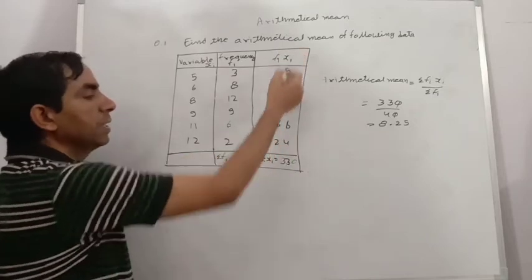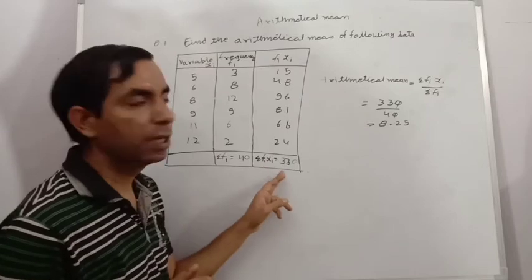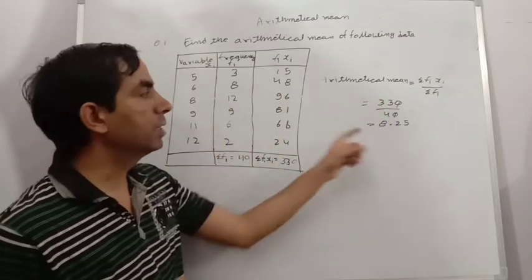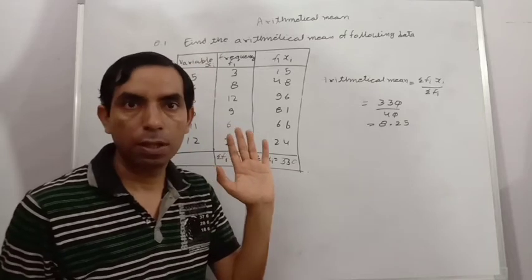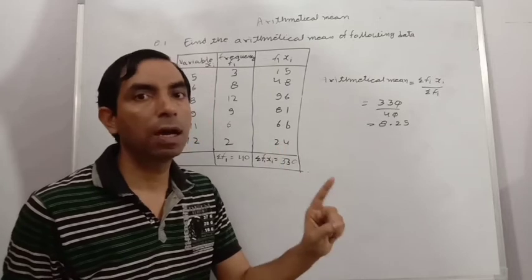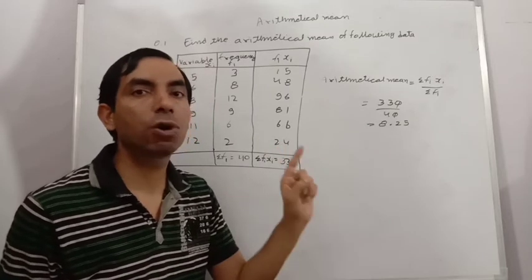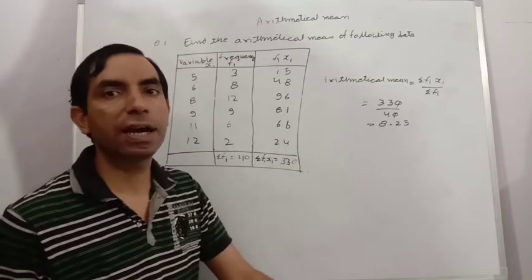Next we add the fx. Then we get the value of summation of fi xi and put it in our formula. By this method, we can easily calculate the arithmetical mean from an ungrouped frequency table. Again, always remember it only works for an ungrouped frequency table. So let's take another question.